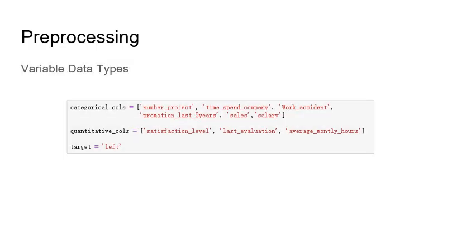In the preprocessing step, we separate the features into category columns and quantity columns. As we can see, the category columns include number project, time spent company, work accident, promotion last 5 years, sales, and salary. And our target variable is left, which means we use the category columns and quantity columns to predict the left variable.